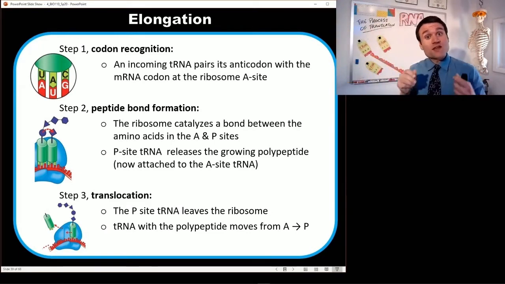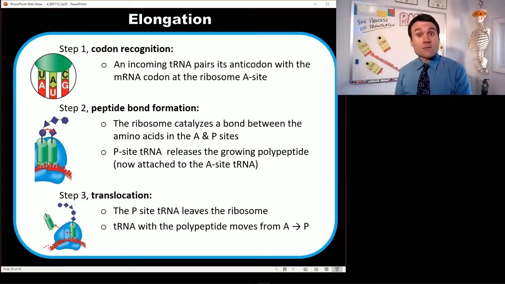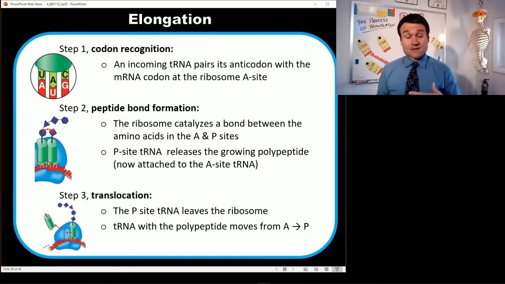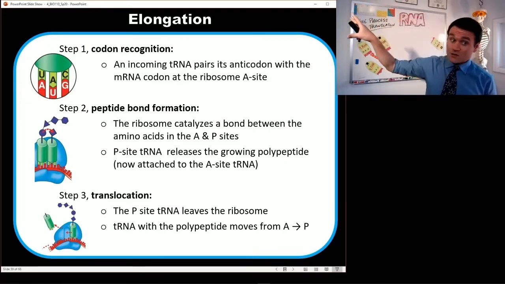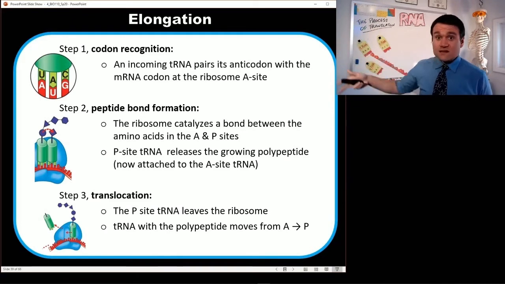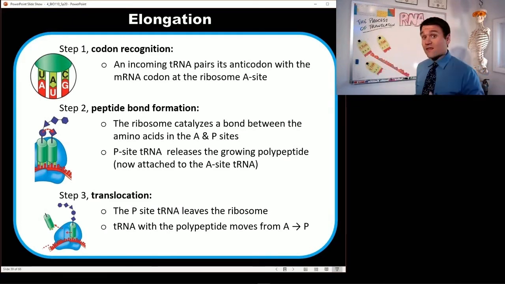The whole thing moves down 3 letters, new tRNAs come in. So tRNAs enter through the A site and they exit through the P site. Well, actually they exit through something called the E site. Now this diagram has some nice pictures to it, but I think it's a little bit more helpful if I kind of perform it out for you.